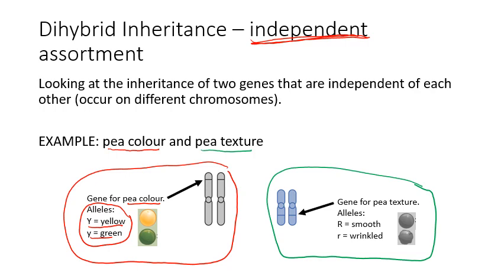If I look over at pea texture, I can see that the allele representations here are showing me that smooth peas, represented by the capital R, are dominant, and wrinkled peas are recessive, represented by the lowercase r. So we're going to use these alleles and work through an example of dihybrid inheritance.